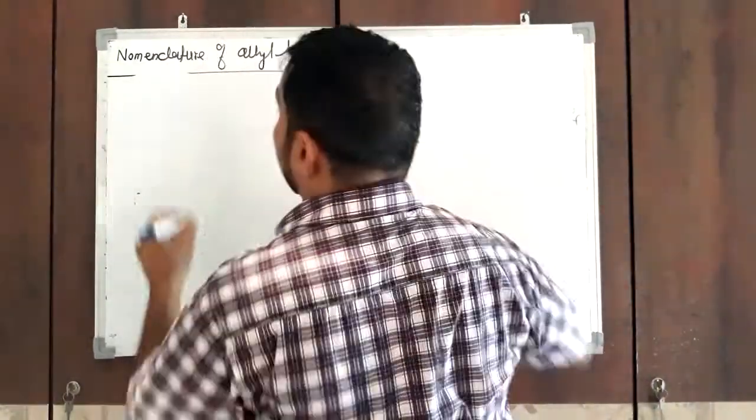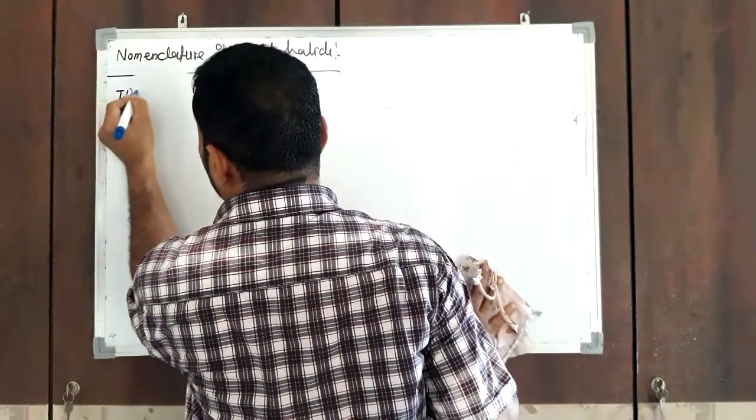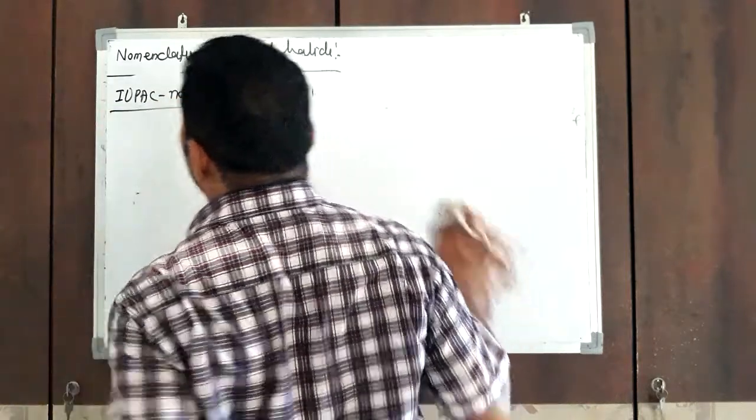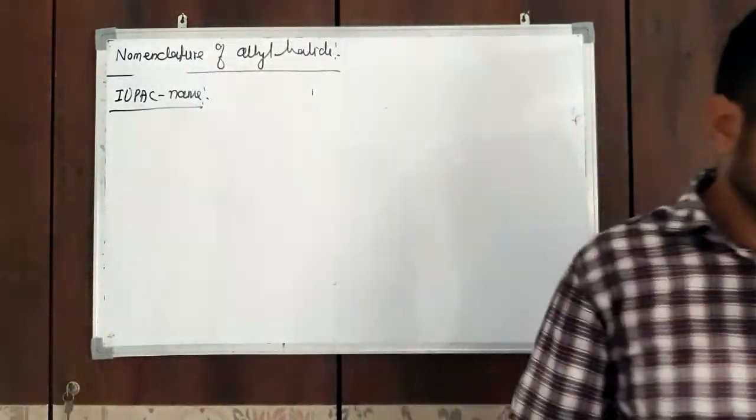Now come to IUPAC name. IUPAC nomenclature or naming of alkyl halide. We know when alkyl group is very much complicated, having large number of carbon atoms, then in that case it is not possible to give a common name for such alkyl halide. Then we have to use a new system, that is IUPAC nomenclature of alkyl halide.